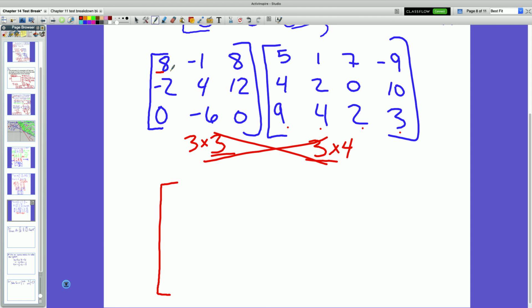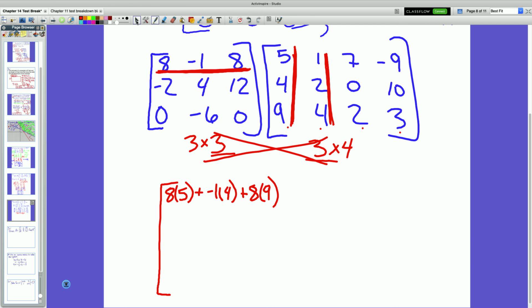Remember, when we're multiplying this, we're going to take a row, so our first row, and multiply it by our first column here. So I'm going to have 8 times 5 plus negative 1 times 4 plus 8 times 9. And that's just my first number, that top left number. So I have to keep repeating this. Now I'm going to do the top row times the next column.